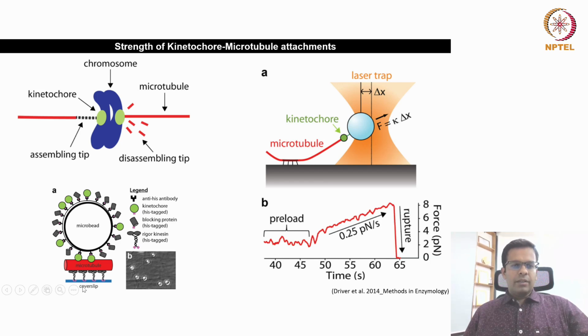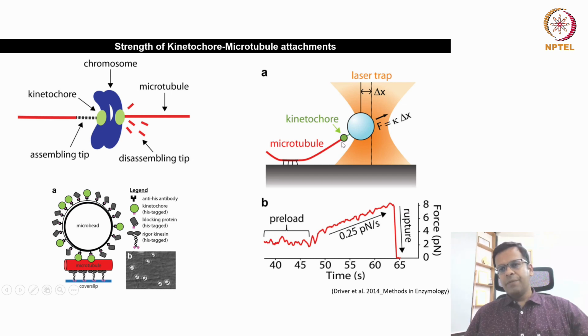what they did was, with the cover slip, they fixed the microtubule, and one end of the microtubule contains the kinetochore, and they fused that kinetochore with the bead. And then using the laser trap, they kept on pulling this bead until it breaks this connection. Okay, so this is a preload condition, and then they kept on increasing the force, at 0.25 piconewton per second. So you can see they kept on increasing the force, and at this point they found a rupture. Rupture means this connection between the kinetochore and microtubule was broken.